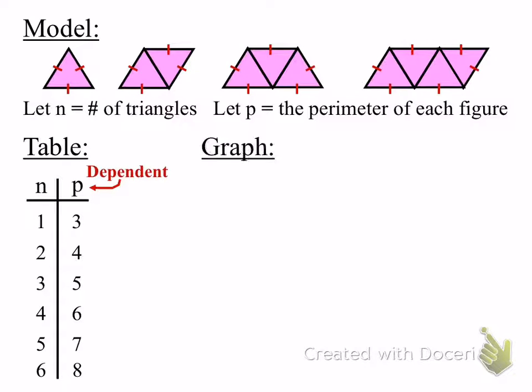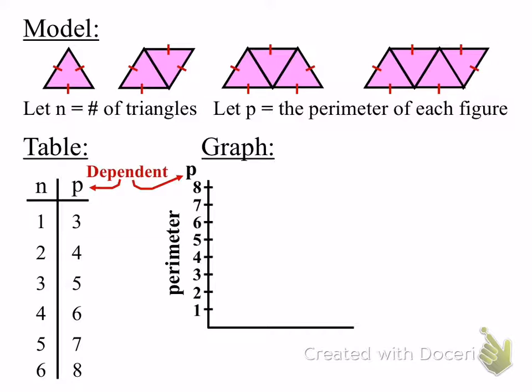Now, if I graph it, what goes on the x-axis? What am I going to call that? The number of triangles. And what goes on the y-axis? Perimeter. Okay? And remember, my values on the bottom don't need to match my values on the vertical axis. They can, they don't have to. So is this graph going to be discrete or continuous? He says continuous, he says discrete.